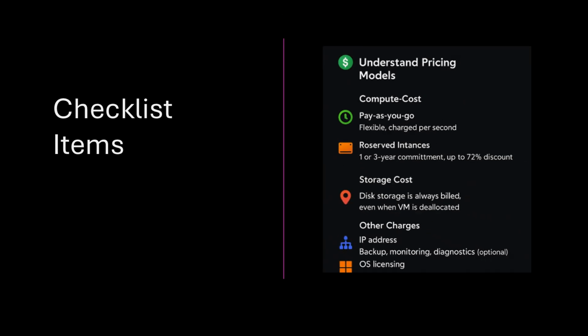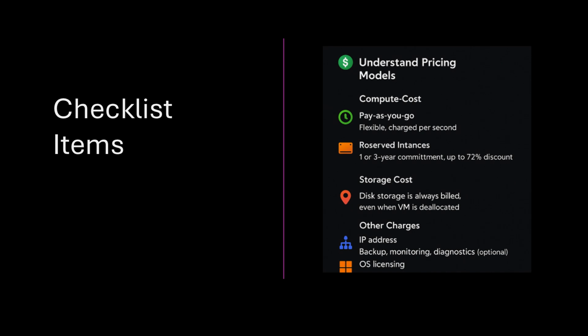Before you deploy your VM, it's important to understand how Azure pricing works so you can optimize your costs. When it comes to compute, you have two pricing models. If you need flexibility, choose the pay-as-you-go option. You are charged per second, which means you only pay for what you use. This is perfect for short-term workloads, testing, or development environments where usage is unpredictable.